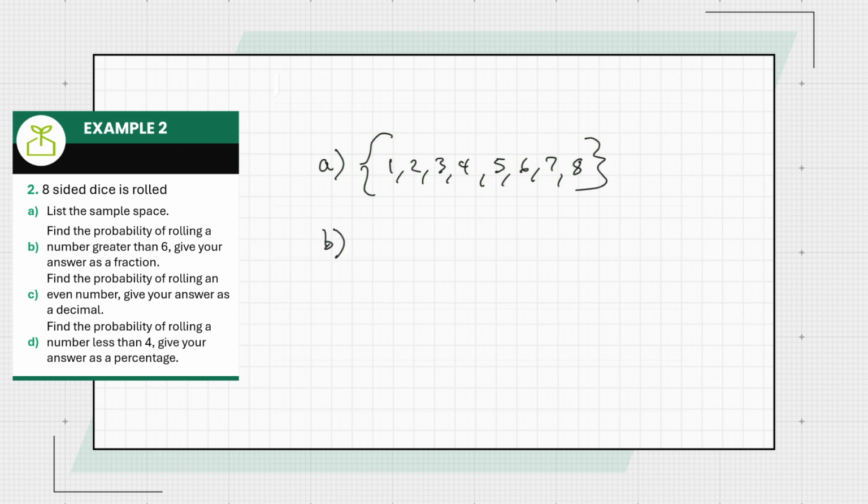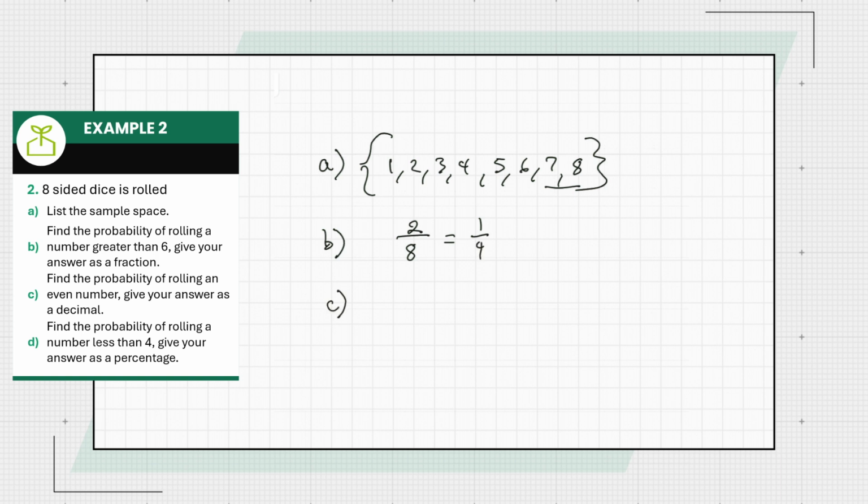Now, let's look at B. Find the probability of rolling a number greater than 6 and give my answer as a fraction. So what numbers here are going to be greater than 6? So the only ones that are going to be greater than 6 are going to be 7 and 8. So we have 2 favorable outcomes out of a total of 8 possible total outcomes, which can be reduced down to 1 in 4.